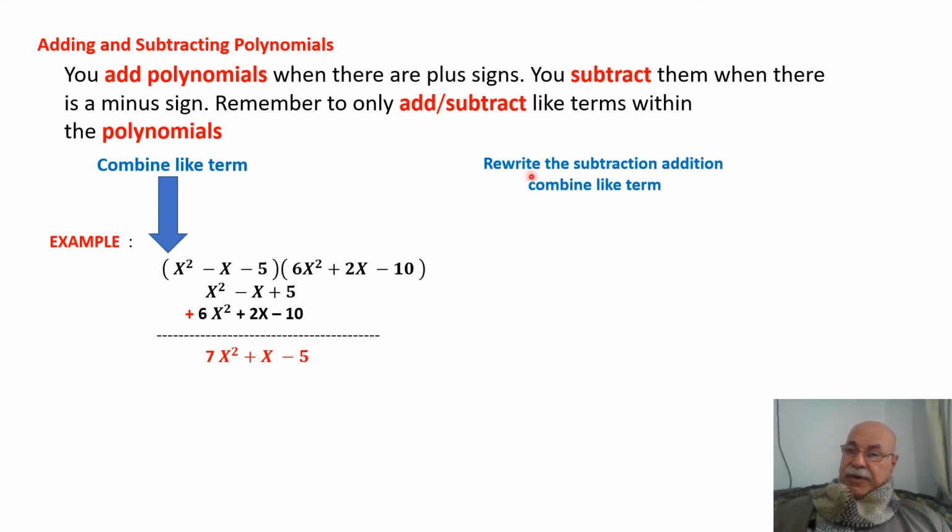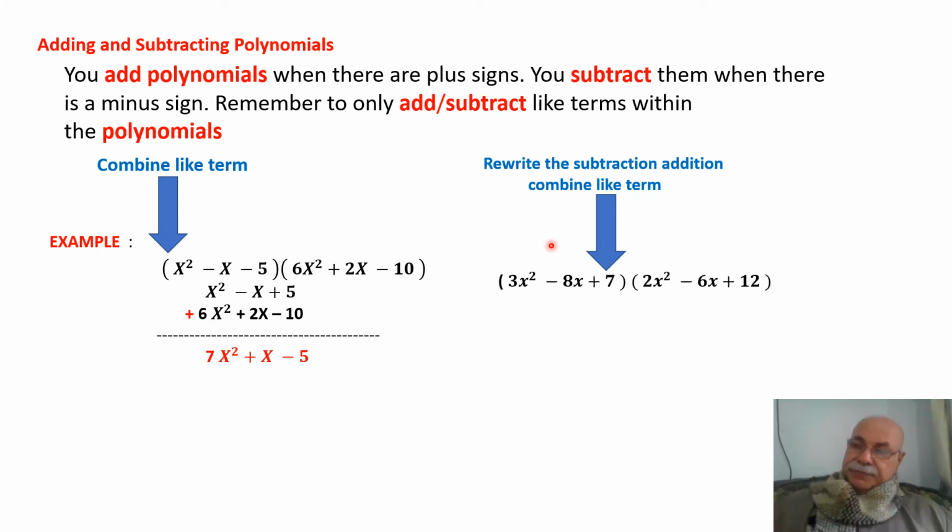Here is the rewriting of the addition, combine like terms. الآن هذه هي عملية جمع والآن سوف نأخذ عملية الطرح. Now we take the subtraction example. How do we subtract?